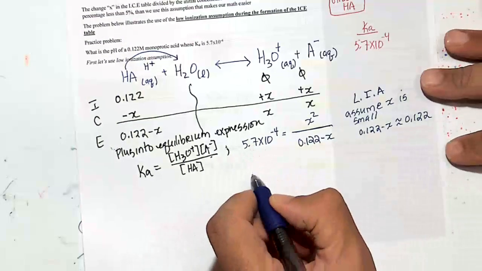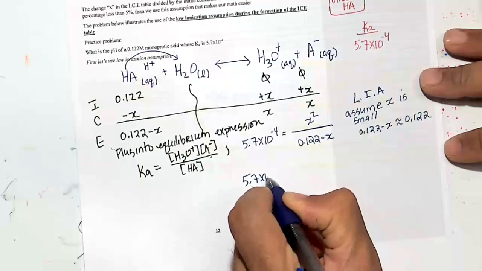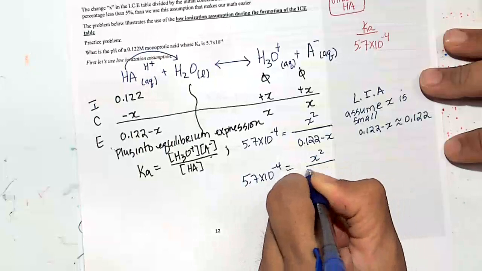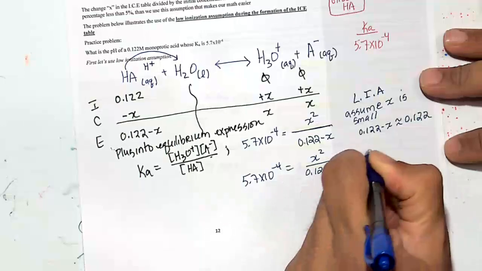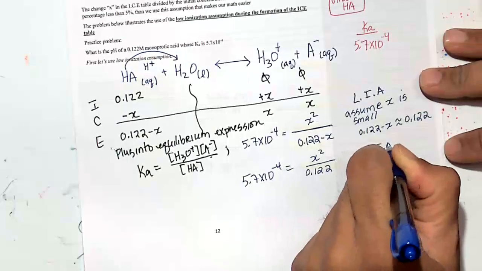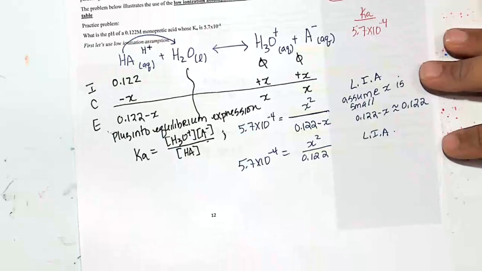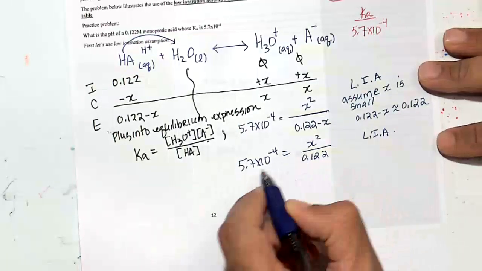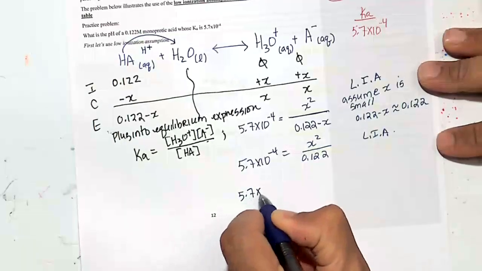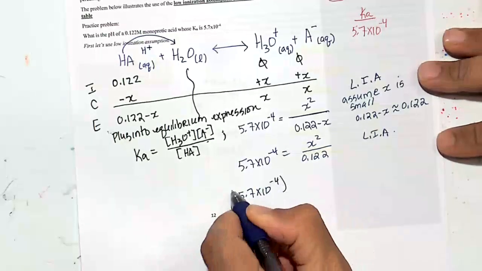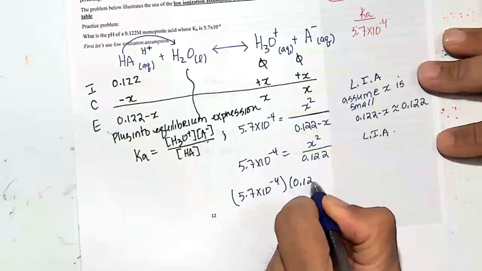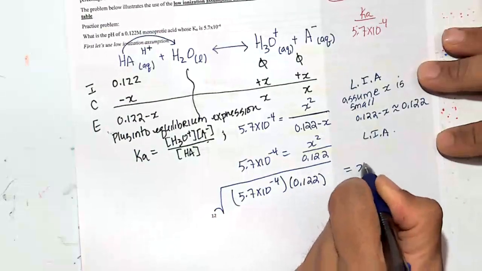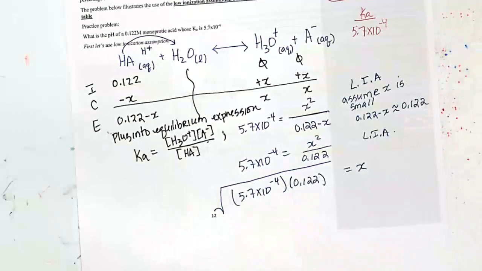Okay, so this is what I want you to do on the exam. 5.7 times 10 to the minus 4 equals x squared divided by 0.122. This is called the low ionization assumption. Now we'll solve for x here. 5.7 times 10 to the minus 4 times 0.122. We'll square root that to give us x. I'm just skipping a bunch of steps here.